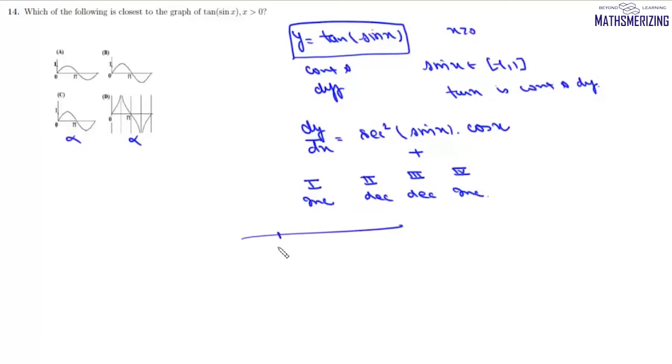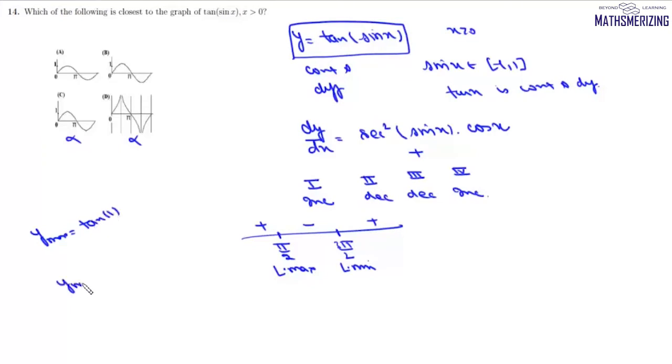It has critical points at pi by 2 and 3 pi by 2. Now this is plus, minus, and then plus. So it has a point of local maxima at pi by 2 and local minima at 3 pi by 2. So its maximum value at pi by 2 will be tan of sin pi by 2, which is 1, and it is tan 1.